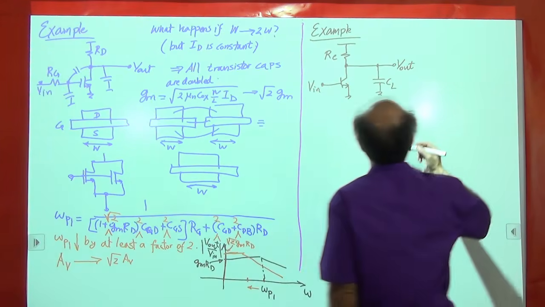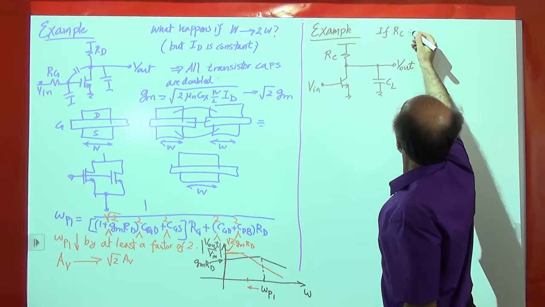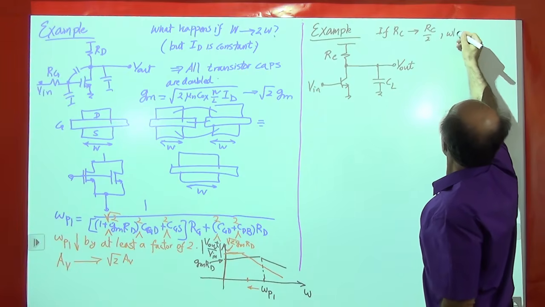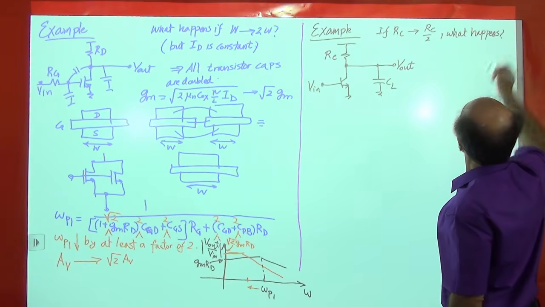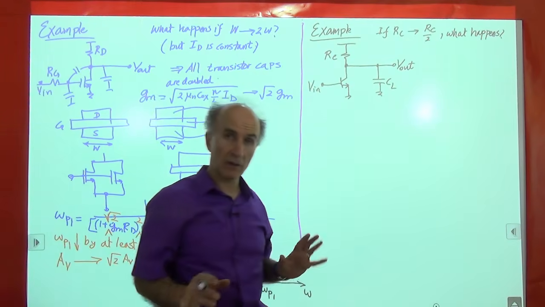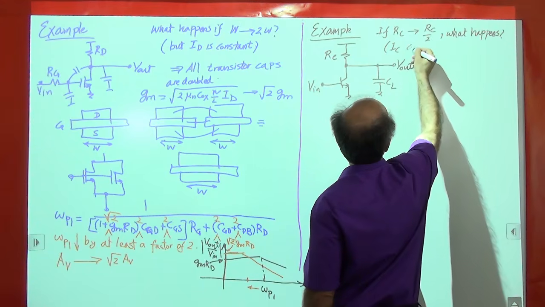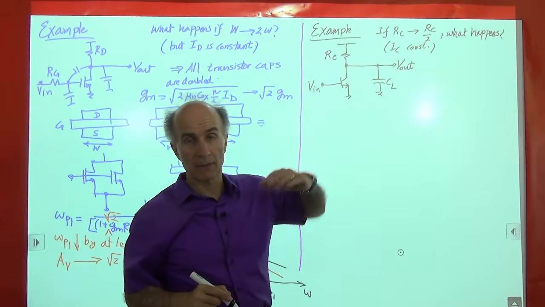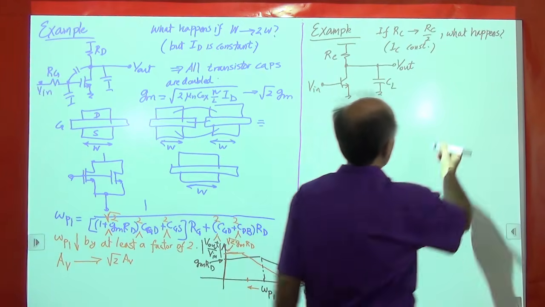Okay, so if RC goes to RC over 2, what happens? All right, so assume that the transistor is biased properly and everything. The collector current, the bias current, is constant, so IC constant. And all we do is reduce the load resistor by a factor of 2. We would like to plot the frequency response and see. All right, so here's how it goes.